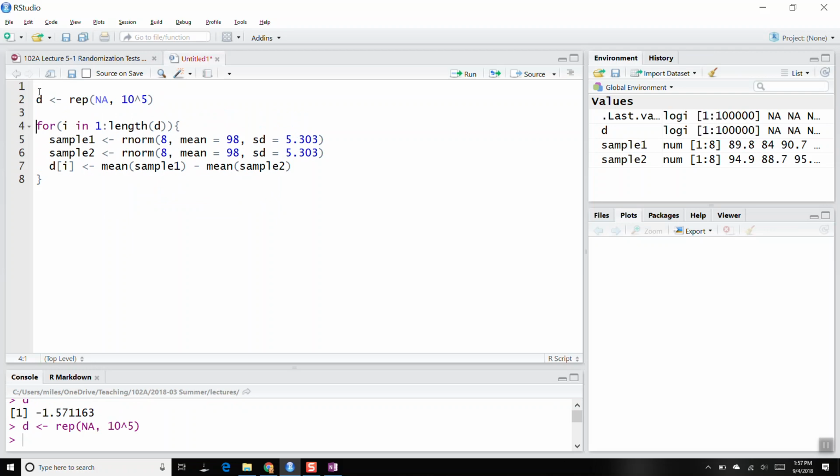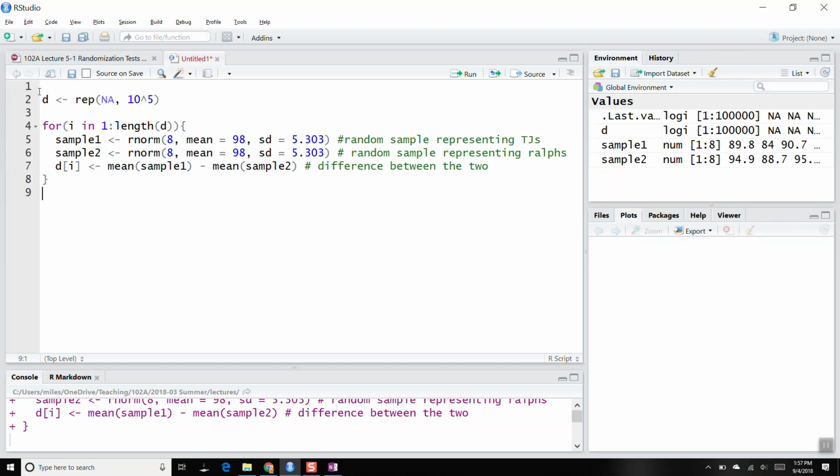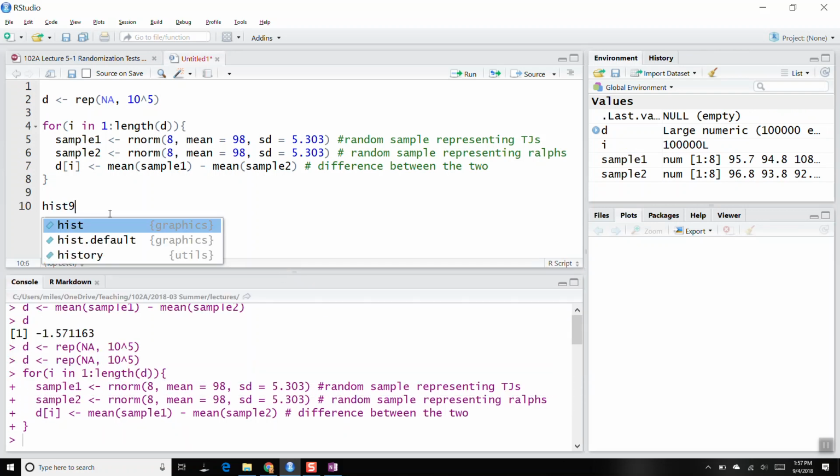So we're going to start off with an empty vector for d, and then we're going to just take a sample from the normal distribution. This will be a random sample representing Trader Joe's, and a random sample representing Ralph's. And this is the difference between the two. Okay, so let's see what happens. And it's done.